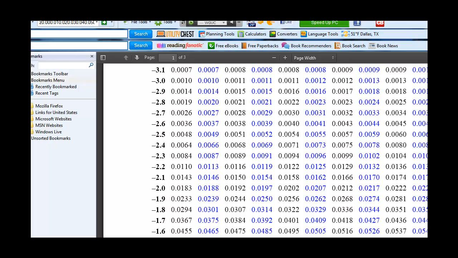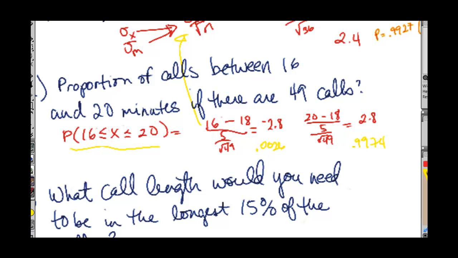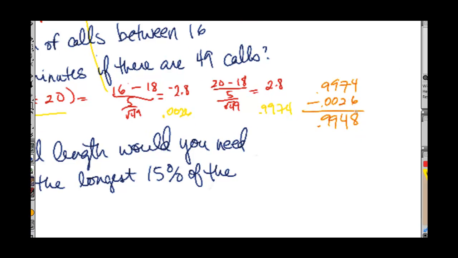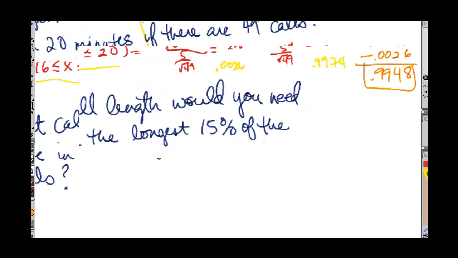So when you take the difference between the two, you get 0.9974 minus 0.0026, a final answer of 0.9948. Okay, and that would be your answer for that one.